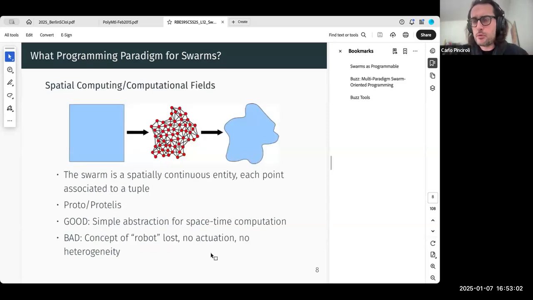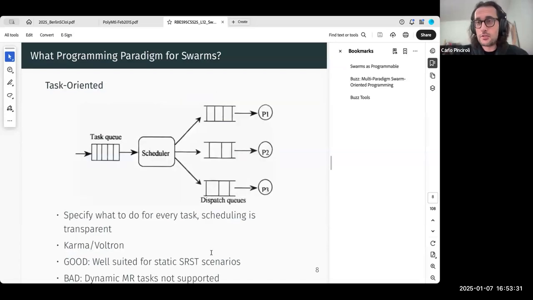There's this idea of spatial computing, which is very interesting, but let me skip over it. It's very, very cool. Anyway, in brief, it's the idea of imagining that the robots are a continuous manifold, and then you program the continuous manifold. You say there is a 5 at this position, there is a 7 at that position, and 5 and 7 calculate the average in the middle between the two. Stuff like that. It's a very interesting concept. It's not used very much in swarms because basically there's no robot, and so you don't know what to do with it. But it's an interesting concept.